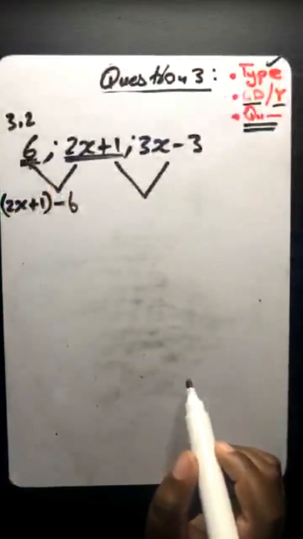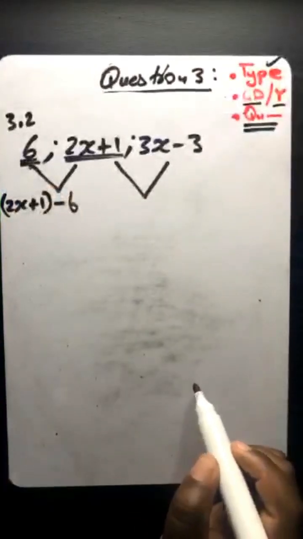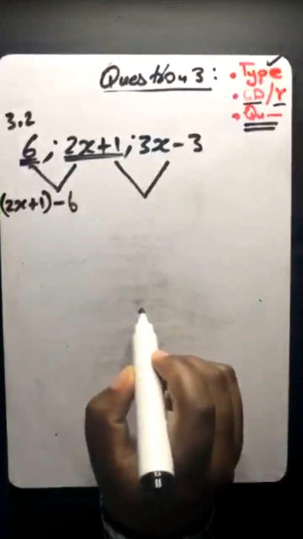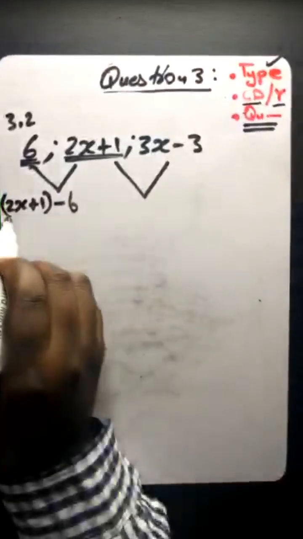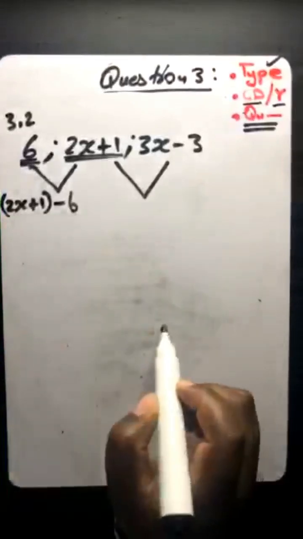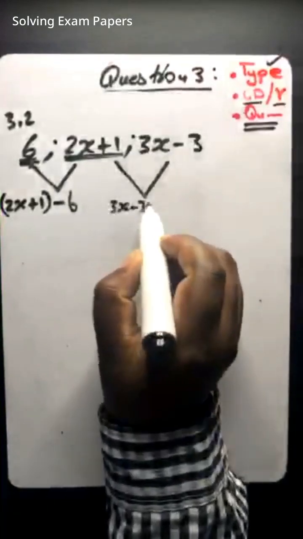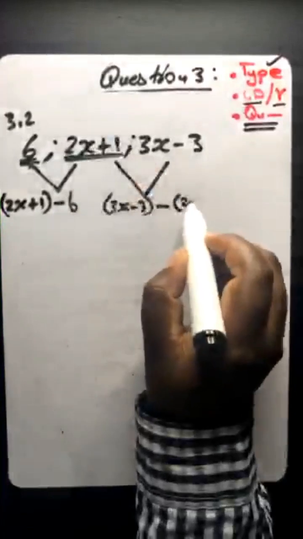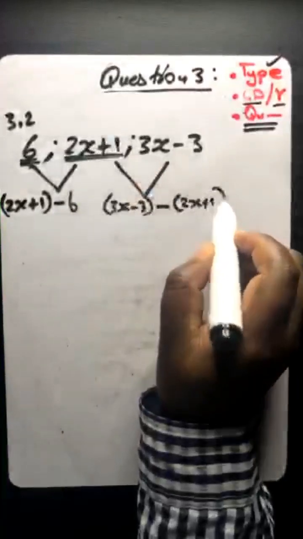Unfortunately, in this case, you're not dealing with the numbers. That is why you can't say maybe 8 minus 4 and it gives you 4. But you have everything in terms of letters. That is the tricky part about this question. So now you are having the whole of that, which is 3x minus 3, minus that term being 2x plus 1.